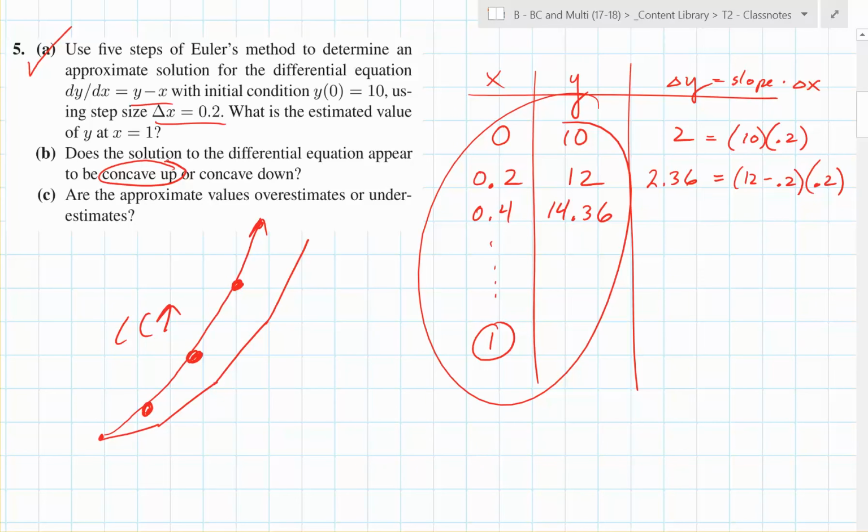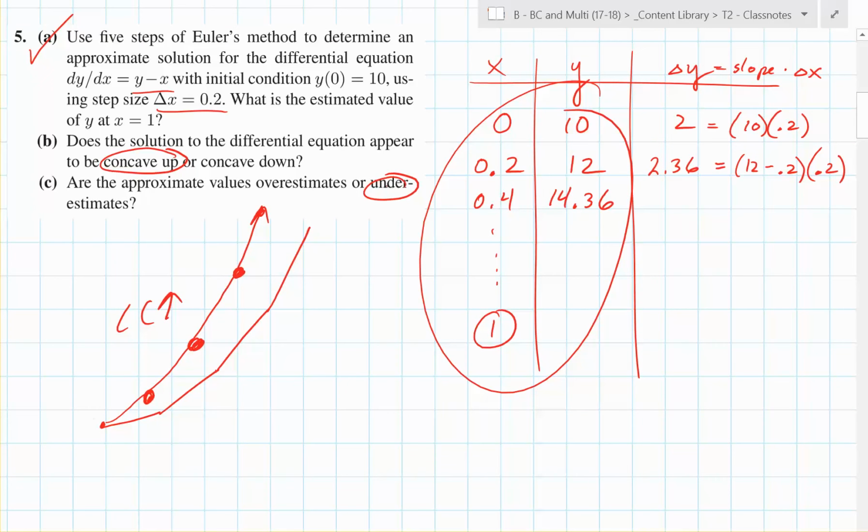So therefore, are the approximates going to be overestimates or underestimates? Which one? Underestimates, right. Is that Sabrina? Yeah, it's going to be underestimates. Does that make sense? The key here, this is really important, is the phrase "appear to be."